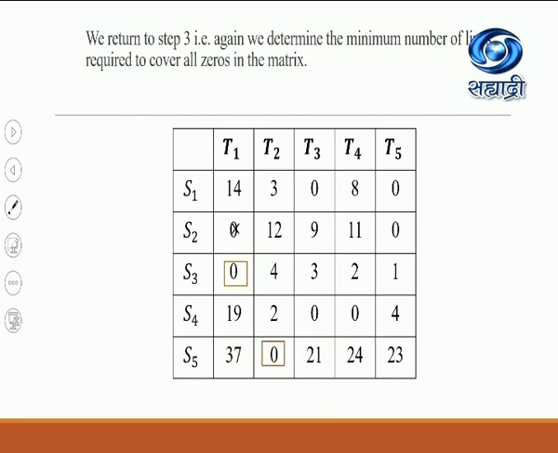So leave it. Fifth row has 1 zero. There is no other zero in the column. So mark it. Then we will mark this one. It has 2 again. So mark this one which is 0. Again we will put a cross mark over there.